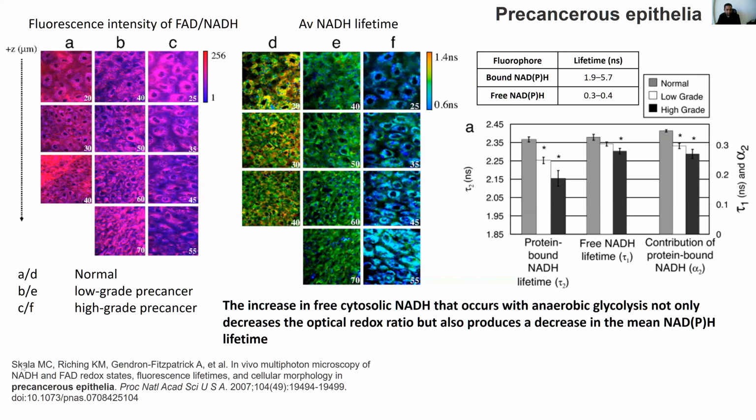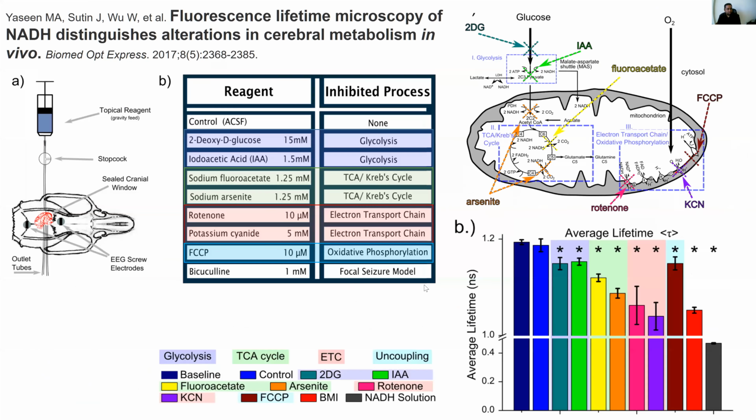And this is from Melissa Scala when she was a graduate student, I think. And it was published in PNAS in 2007. Now, another paper which looked at it in more detail, and in a very different organ, is brain. So most of the publication in this field comes from cancer, but this is looking at brain, and basically they are putting topical reagent, and they're looking at what happens to the metabolism.